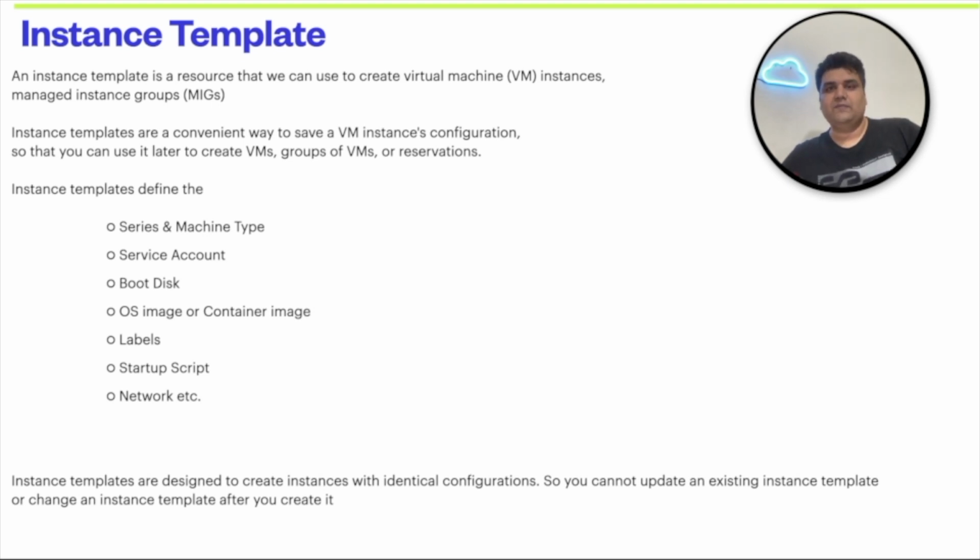We just have to create one replica of it. And it's not us, we will configure it, Google will create it for you. That's the benefit of using MIG instances. So an instance template basically will define the series and machine type you're using, service account, your boot disk, OS image. If you want to run a container image, just pass that. The labels, the startup script, network, everything, right?